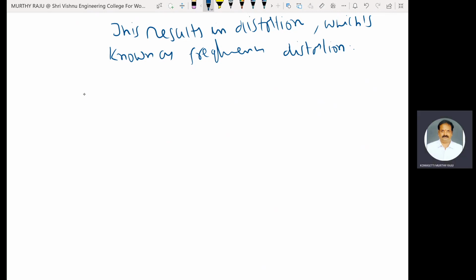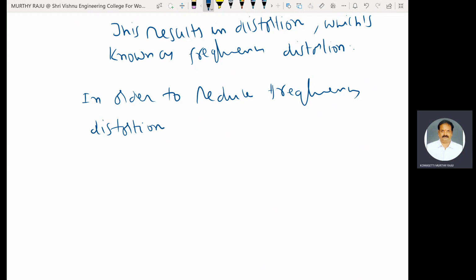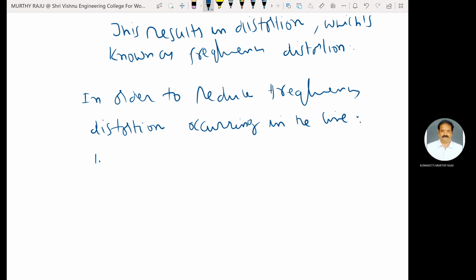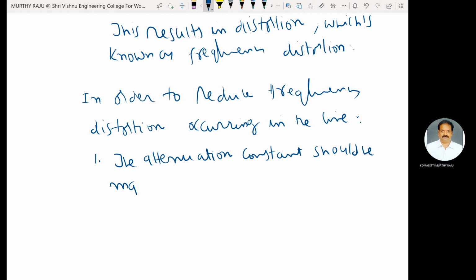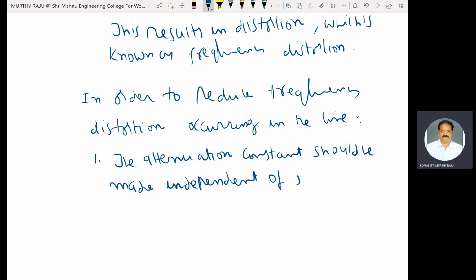First one is, in order to reduce frequency distortion occurring in the line, the attenuation constant should be made independent of frequency.